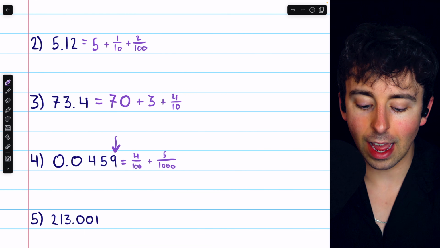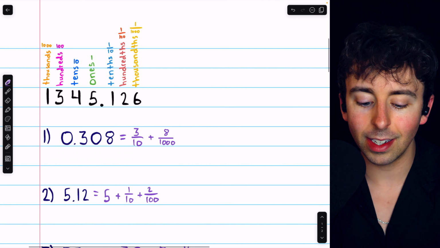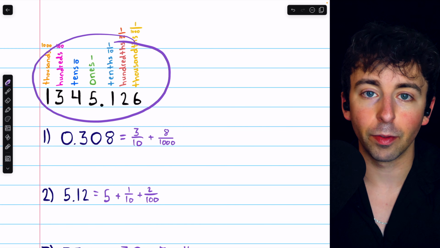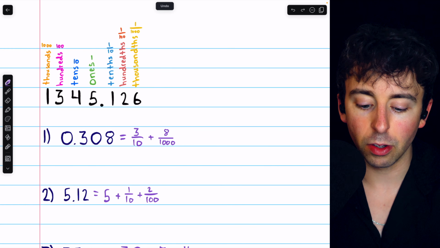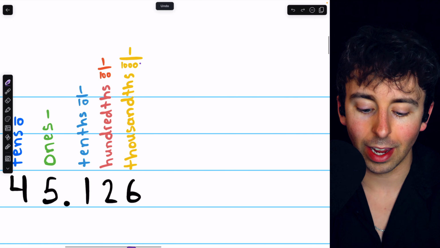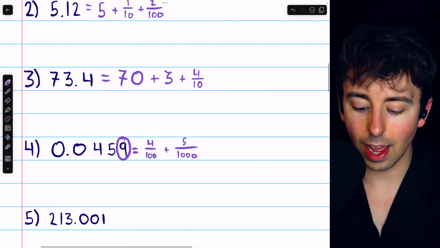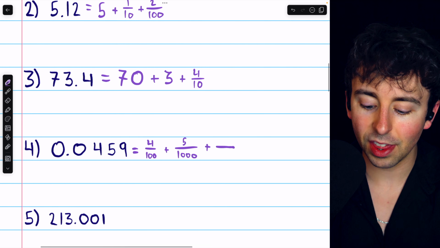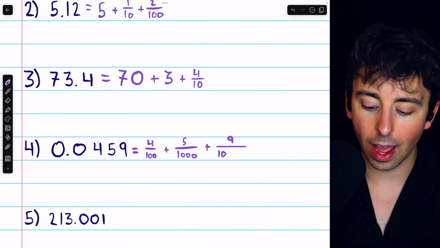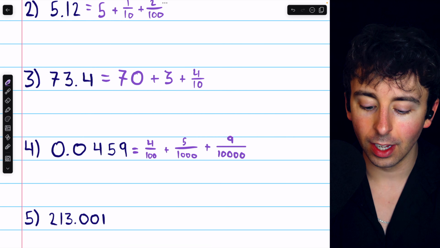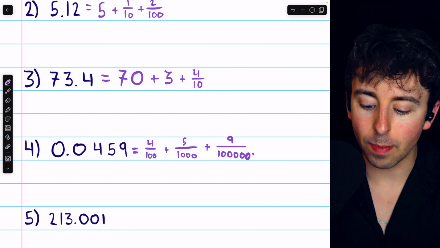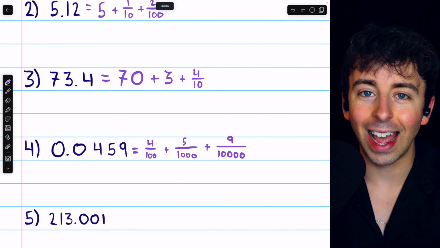The next digit is 9, and that's at a place value that I didn't put in this little chart, but it's easy to go further if we need to. The next place value would just be 10 thousandths. It looks just like thousandths, but with another 0. So this 9 is not representing 9 thousandths, it is representing 9 10,000ths. So 9 over 10,000. And if we had more digits in further decimal places, we could just keep adding zeros to the denominator as needed.